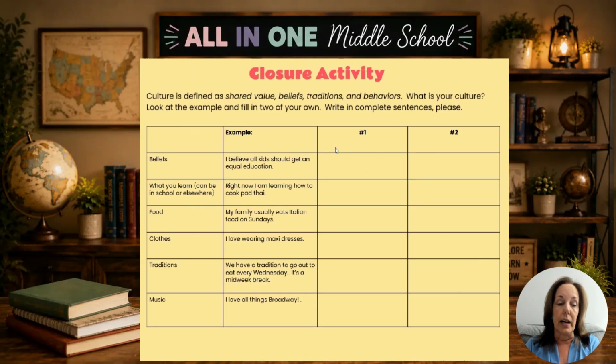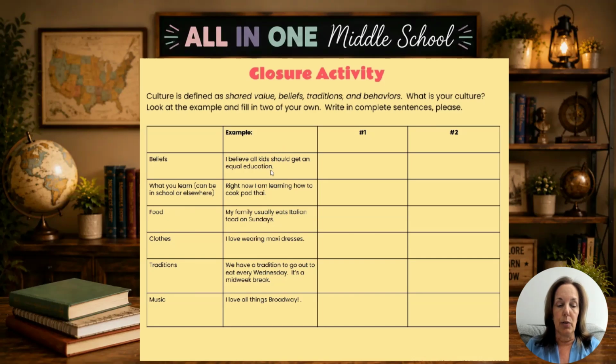And as a closure activity, we're going to go back to that idea of culture. So culture is defined as shared value, belief, traditions, and behaviors. What is your personal culture? Look at the example and fill in two of your own. Write in complete sentences, please. So I listed the components of culture here for you: beliefs, what you learn, food, clothes, traditions, and music. And I want you to make it really specific for you.